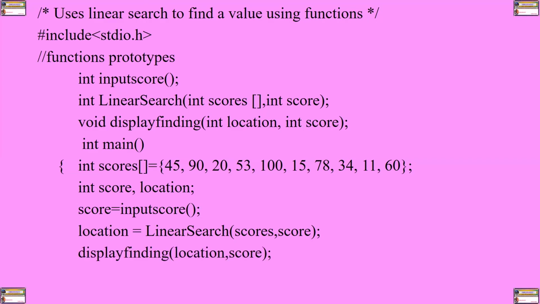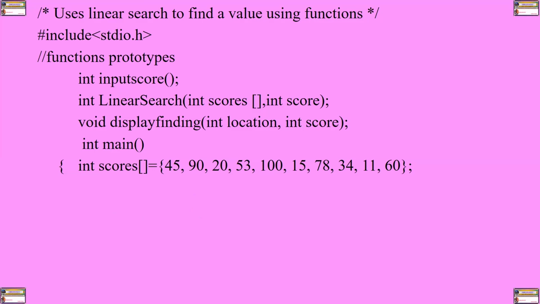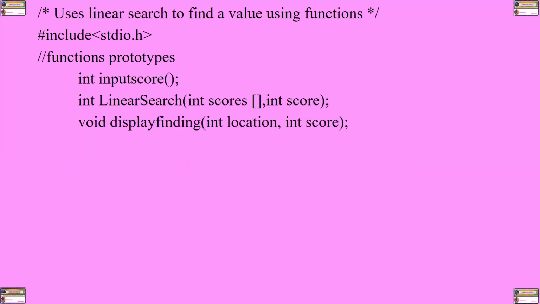And therefore, when this statement is executed, the control will go to this part of the prototypes and find out that display finding is a function which does not return any value to the caller, but it is supposed to receive two values, one called location and the other one, the parameter called score. So the two values which have been received will be placed in the parameter called location and in the parameter called score in the order of arrangement.